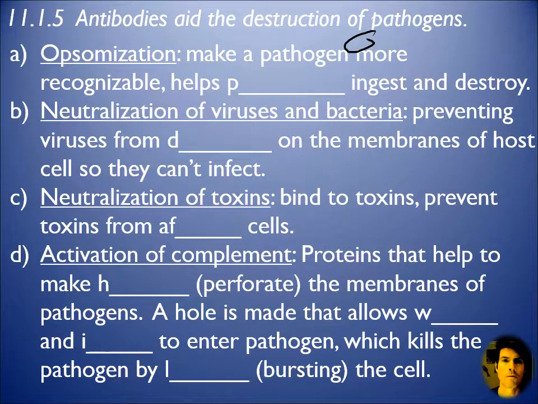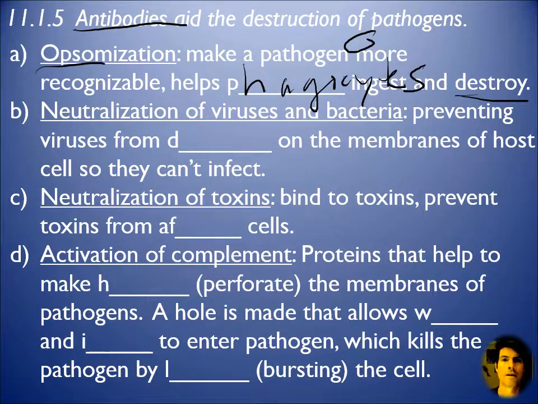Okay, a bunch of different ways that antibodies can work. The first one, opsonization. That makes a pathogen more recognizable, so your phagocytes can ingest and destroy, eat up, digest anything that's invading your body.